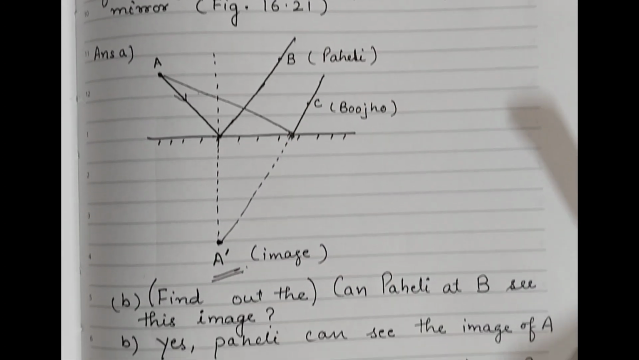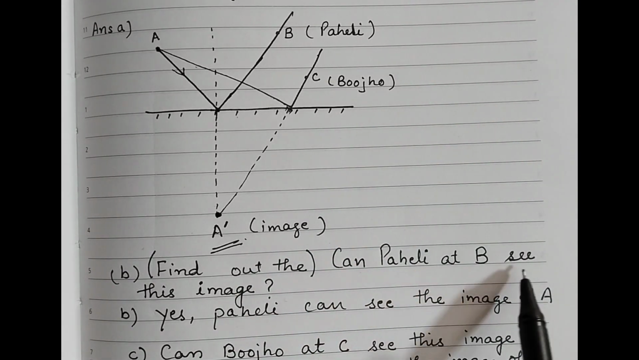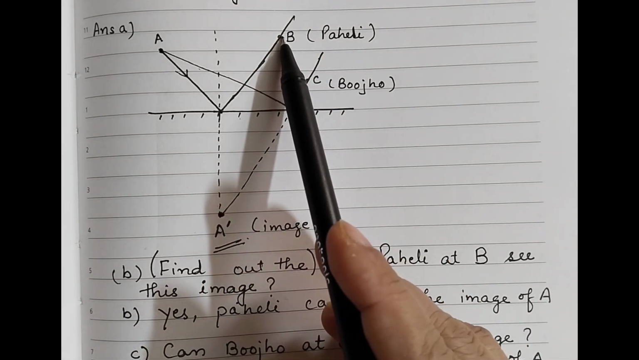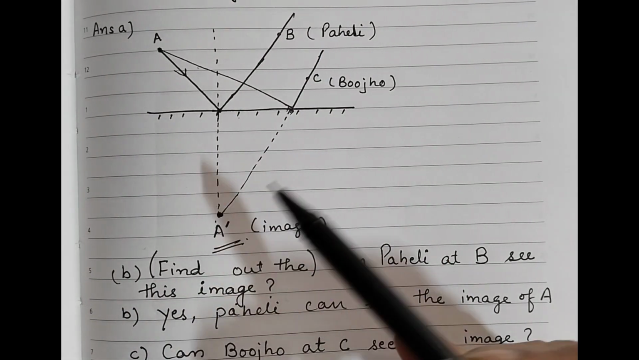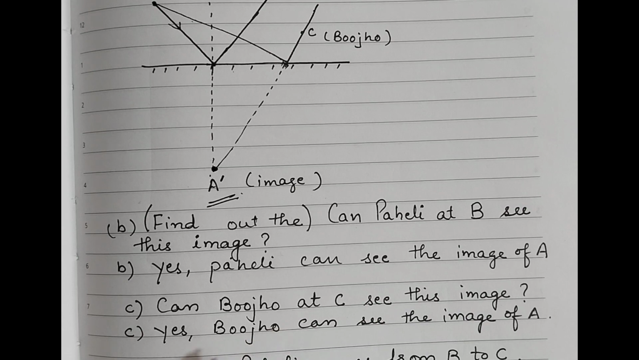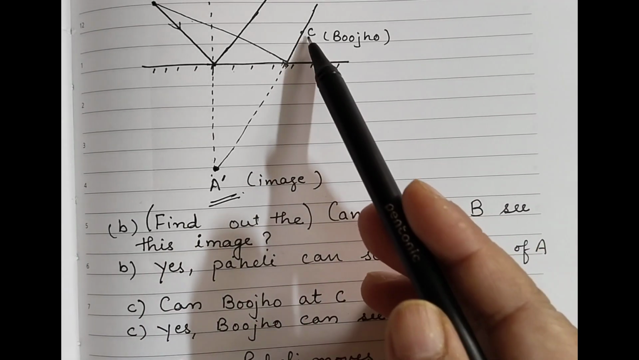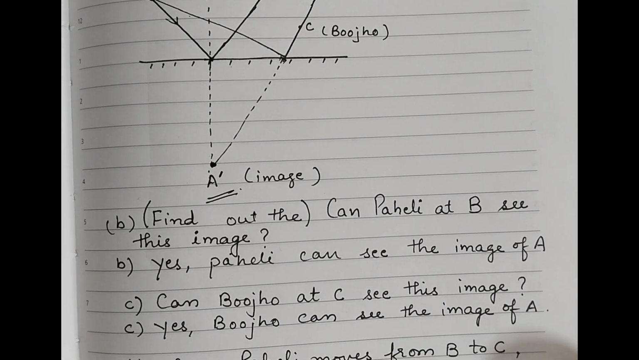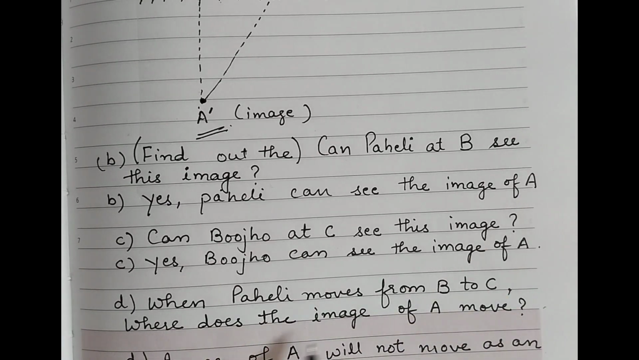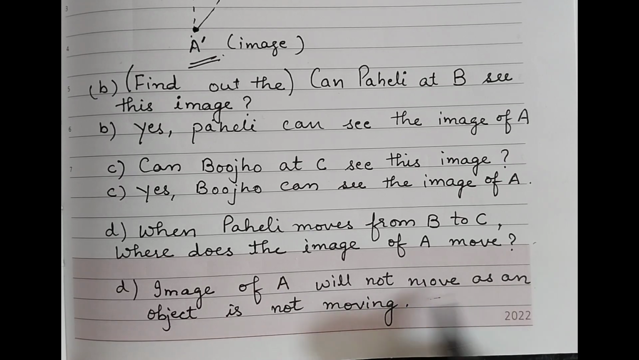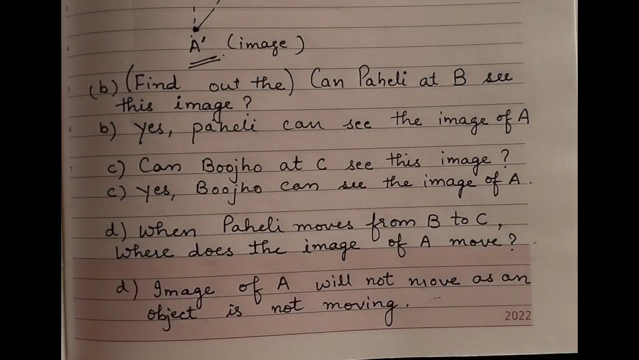Now what is B part? Can Paheli at B see this image? Yes, Paheli at B can see this image behind the mirror. C part. Can Bujo at C see this image? Yes, Bujo can see the image of A. D part. When Paheli moves from B to C, where does the image of A move? Now we know the image of A will not move as an object is not moving. Okay, clear? So this is your answer number 17.